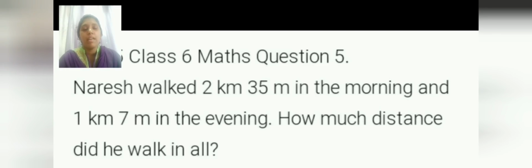Clear? Question number 5. Naresh walked 2 km 35 meter in the morning and 1 km 7 meter in the evening. How much distance did he walk in all? So distance, what is the unit we use for distance? It is kilometer and meter. Here Naresh is walking some distance in the morning and some distance in the evening. Now how much distance did he walk in all?